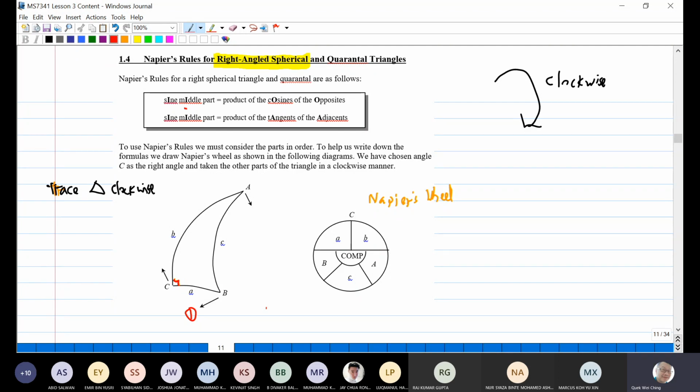BC is side A, right? So you go to C first. So this is side A. Then it encounters angle C, which is 90 degrees. Then it moves to side B. Okay, this one is side B.